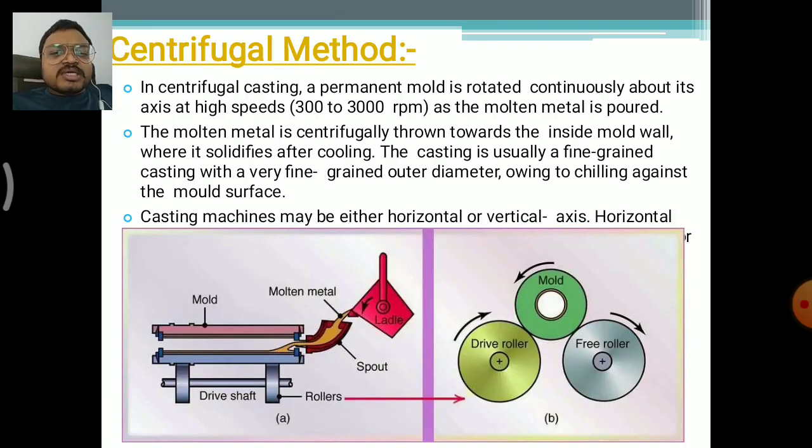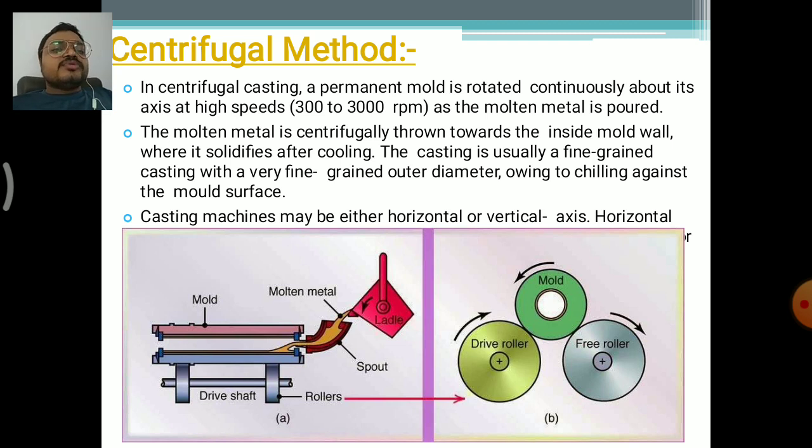Next one is the centrifugal method. This centrifugal method is used for the rotation of the liquid or the molten metal, which we use for the surface extension. In centrifugal casting, a permanent mold is used for rotation purposes and it is rotated continuously about its axis. The speed of the mold depends upon the material poured.